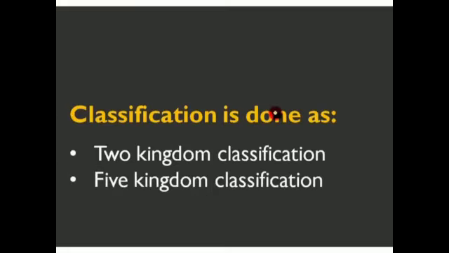So now the classification is done in two ways. There is two kingdom classification and five kingdom classification. But before that, let's see the examples. Let's study the examples of characteristics.